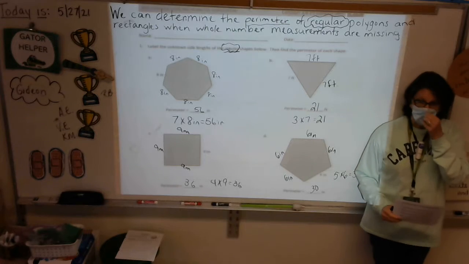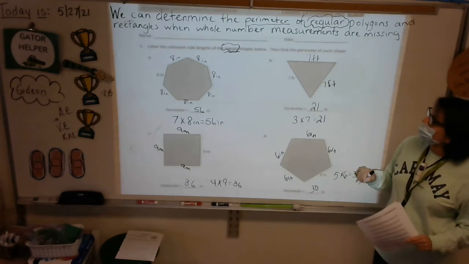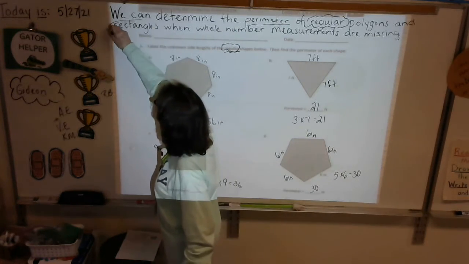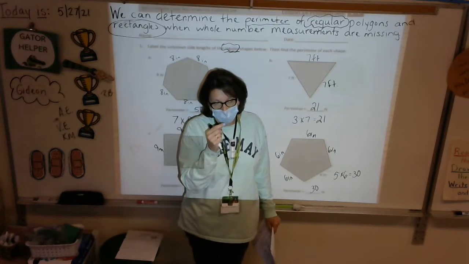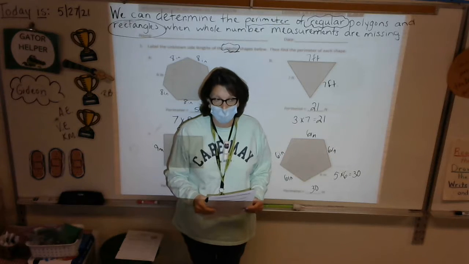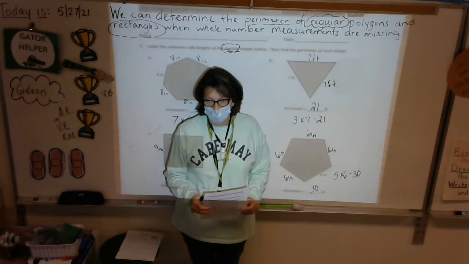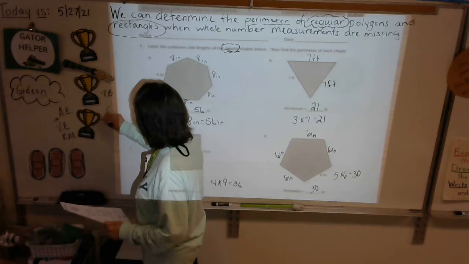Okay. Now, let's just revisit our learning target before we go to our next question. It says regular polygons and rectangles. Is a rectangle a regular polygon? No. Who can tell me why it's not a regular polygon? Freya. Rectangles are not a regular polygon because all the sides are not equal. Very good. They are not all equal.